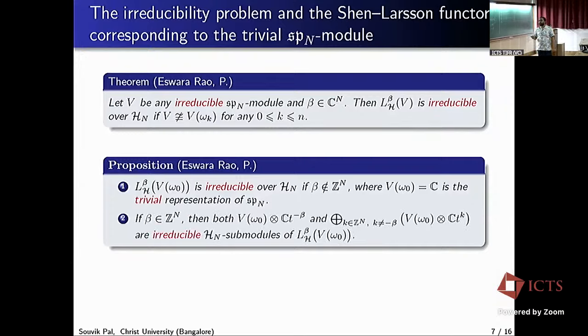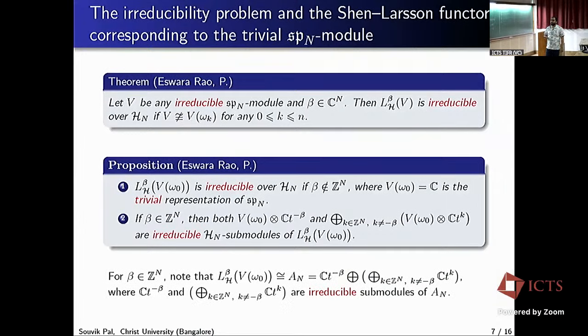Then you get these two irreducible submodules. Note that for beta in Zn, since it is C, you can identify it with An only. And these are the two irreducible submodules. So you can write it as this sum, where these two are irreducible submodules. So we understand this quite well when V is the trivial representation.